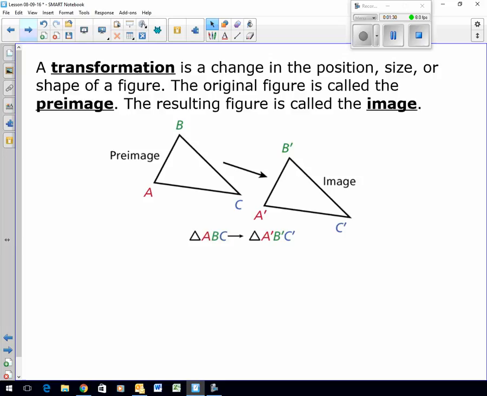Okay? So the pre-image, A, B, and C. After the transformation, A prime, B prime, C prime. The apostrophe, right? Y'all done English before, correct? The apostrophe, yep. Okay, good. The apostrophe signifies prime in here. A prime, B prime, C prime.